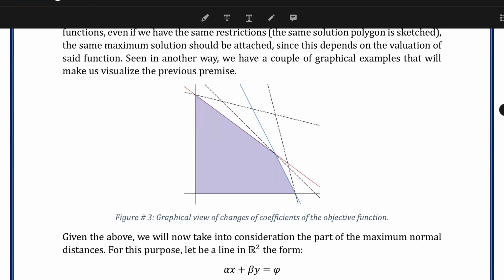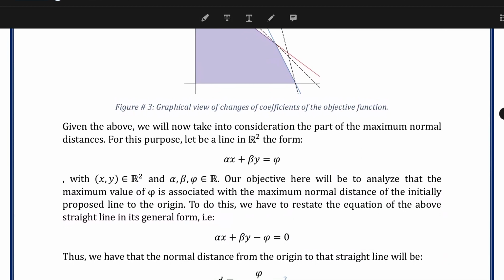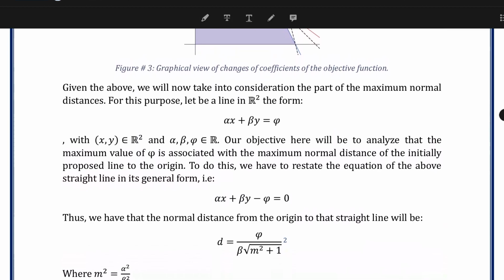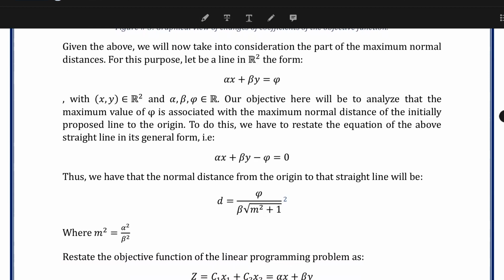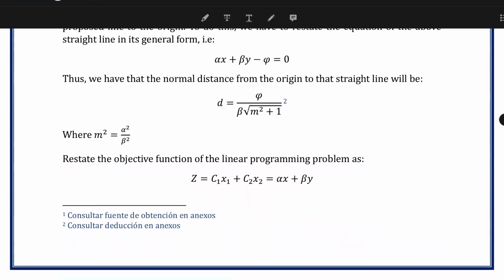Then we have a new proposed formula that is based on a linear equation like this one. We have to remember first that this is the general form of a linear equation in R2, and on this depends our normal distance that we are going to solve like this. If you want to consult this, please take the annexes of this article.